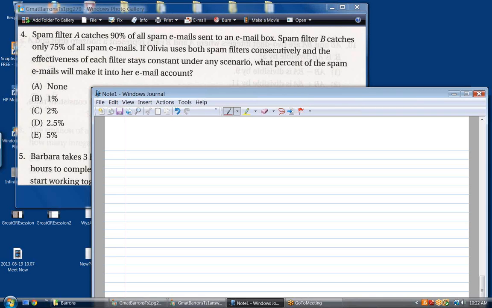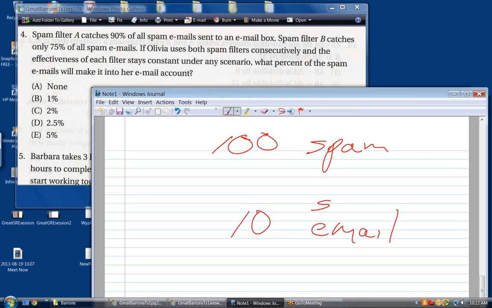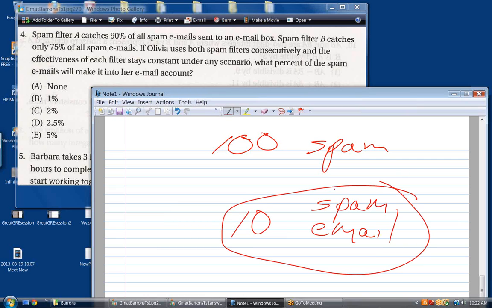Well then, if you say that, so if all spam emails were taken, then it would be 100%, right? Well, what this means is if I apply filter A only, it means if I got 100 spam emails, it's going to catch 90% of them, and I'm only going to get 10. Yes. And now when I apply the second filter to those 10 emails that hit my email box, how many do I catch?